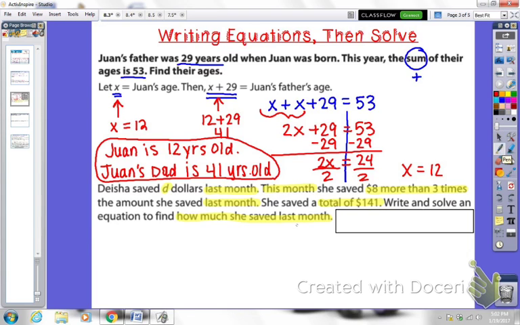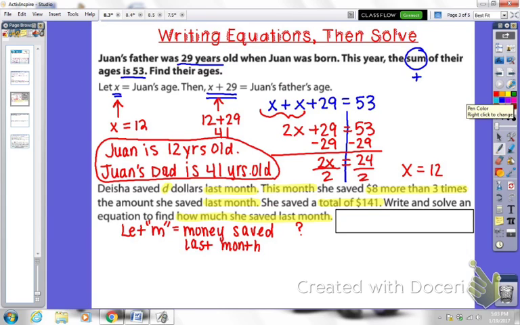There's our unknown. So I'm going to use M for my money. Money saved last month. And we're going to write an equation for this. So last month she saved D dollars. This month was 8 more than 3 times that amount. So 3 times that previous month and 8 more. If I add those 2 up, I should get my total of 141.